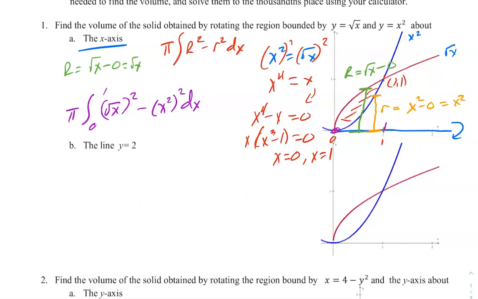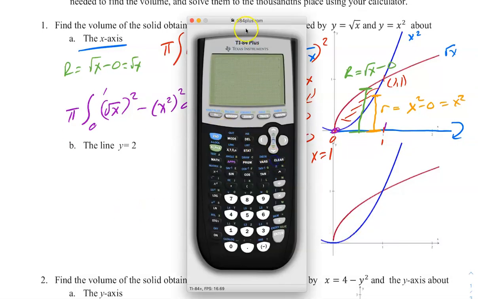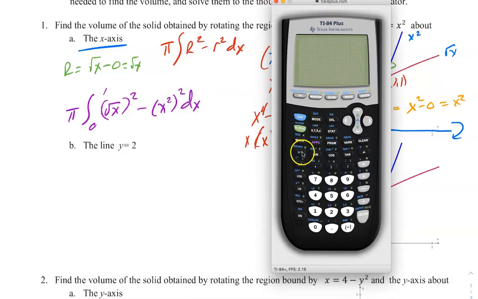Then we just type that into our calculator. So in this case, let's go math 9. On these, it gets a little messy putting squared, so I just like to put it in here. So square root of x, and this one's easy. So let's do pi, math 9, 0, 1, and then square of square roots, that's just x, minus x squared, x to the fourth.